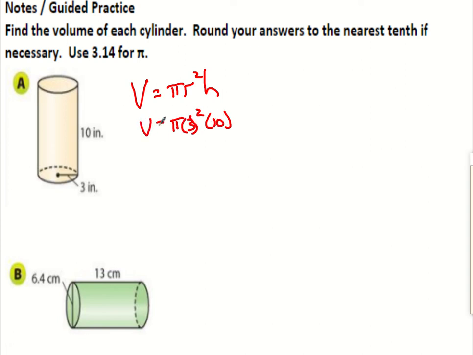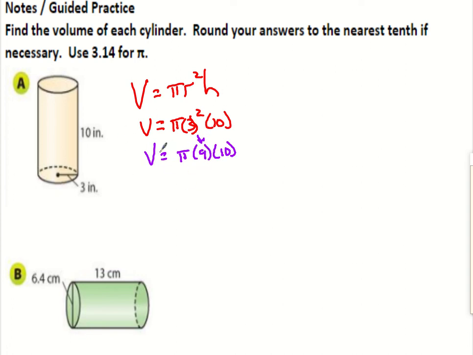Now, the biggest thing with this is making sure we do everything in the correct order. First, we have to do our exponent first. That is a requirement. If you do not square the radius first, you will get it incorrect. So the first thing I got to do is 3 squared, which is 3 times 3, which is 9. So I've got pi times 9 times 10. So what I did is I simplified this 3 squared to 9.